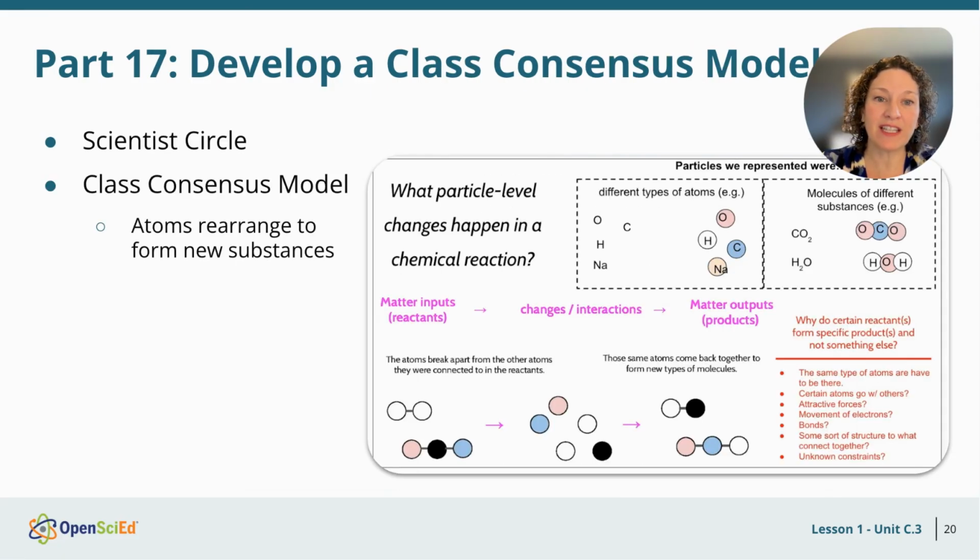Finally, in part 17, you'll gather your students in a scientist circle to develop an initial consensus model to help explain what is happening at the particle level in any chemical reaction and why certain products but not others are the result of this chemical reaction. Ultimately, we want to elicit the idea that atoms rearrange to form new substances, which your students should have experience with from middle school, but can also be seen through observations of the materials for survival handout. There are step-by-step directions and images in the teacher's guide to help you lead this discussion. This is an image of what you might end up with at the end.